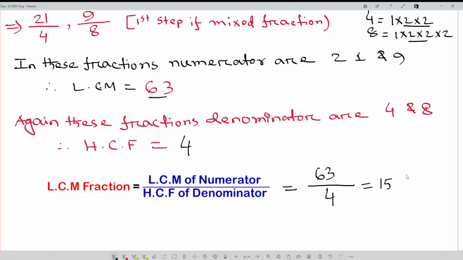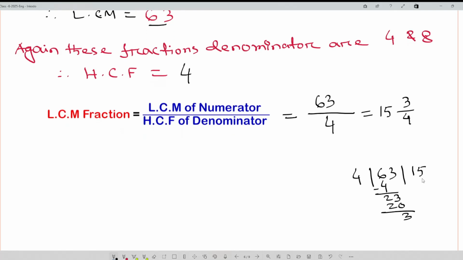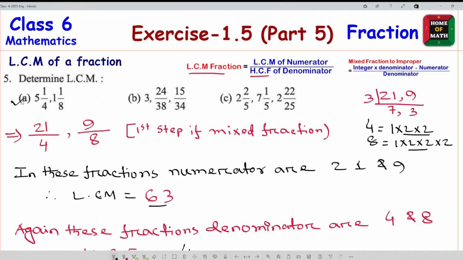15 3 divided by 4. How? Look, 63 if you want to divide by 4, so here is 1, so 4. 6 minus 4 is 2, here is 3. 5 times 4 is 20, so we can write 3. So 15 3 by 4, and this is our answer. Okay, so number A done.